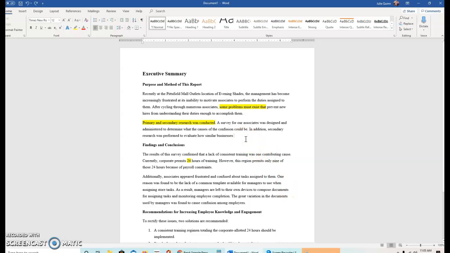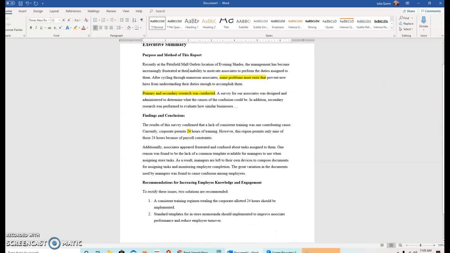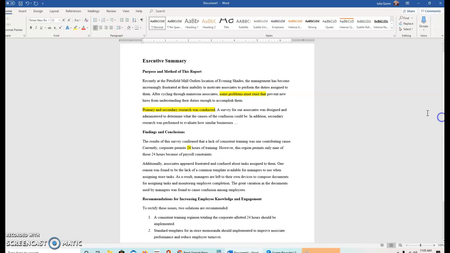Okay. Now we need to actually finish that thought there. So part of what was on the original document for Evening Shades said, recently at the Pittsfield Mall outlets location of Evening Shades, the management has become increasingly frustrated at its inability, I would say there, inability to motivate associates to perform the duties assigned to them, after cycling through numerous associates. And then you'll notice I highlighted this. It says a problem may exist, and I said problems must exist, because it looks like in the recommendation that there are multiple issues that need to be addressed.